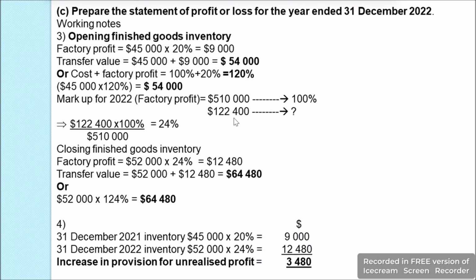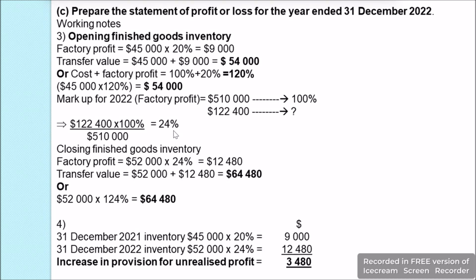Now what we are going to do is first we'll find the percentage. How we'll do that? We'll take this value, which was the cost of goods produced during this period, that is 31st December 2022, and this was $510,000. If this is 100%, the factory profit which we got in bit B of the question was $122,400. So when we cross multiply it, it will be 122,400 times 100% divided by $510,000, and we'll get the value as 24%. Now this is the percentage of factory profit which was applied during the year ended 31st December 2022.